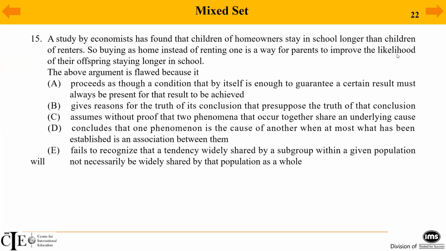They found that children of homeowners stay in school longer than children of renters. So you cannot jump to a conclusion that buying a home will improve longer stay in the school. So that is showing it as a cause. So association and causation, this kind of distinction you must check. So D is stating that it concludes that one phenomenon is the cause of another, when at most what has been established is an association between them. So only association. There are two factors that are happening simultaneously. That does not mean that one is the cause of the other.